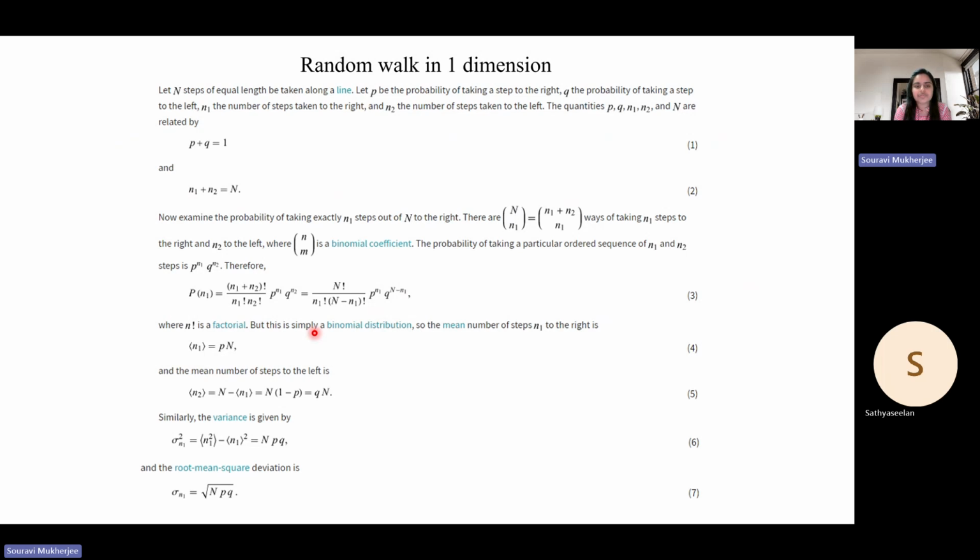If you want to find the variance, it would again be given as npq. This is similar to what we had for the binomial distribution. Now the standard deviation, that is the root mean square, will be given as the square root of npq.